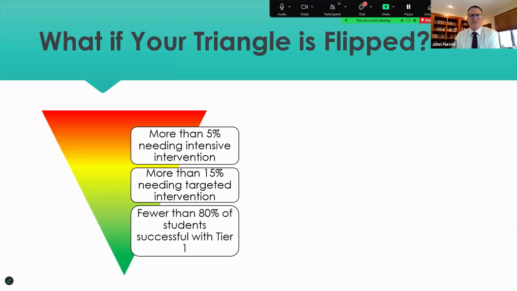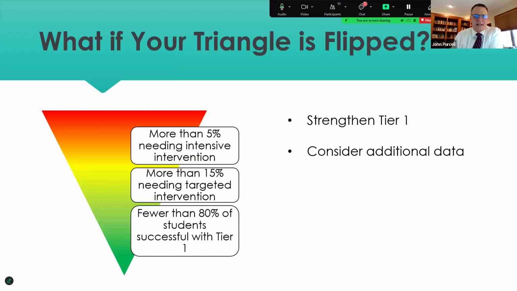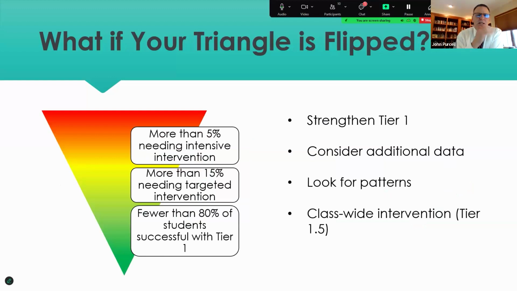Okay, so what happens if your triangle is like that? Obviously, we're going to look at tier 1. We're going to want to strengthen that. We're going to have to consider additional data. What do I mean by that? Well, it could be such things as attendance. If you have a lot of students who are missing a lot of days for whatever reason, that's the problem.